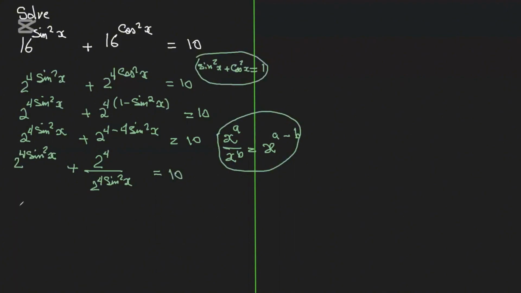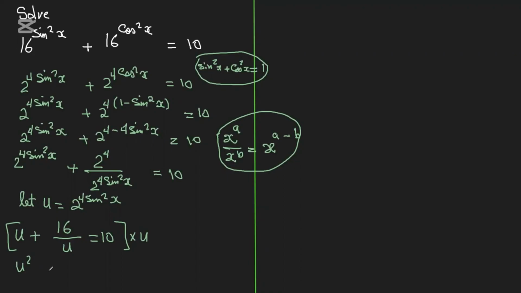Now what I'm going to do, I'm going to let u equal 2 to the power of 4 sine squared x. So therefore, this will be u plus 2 to the 4, which is just 16, over u equals 10. And what I'm going to do now, I'm just going to multiply everything by u to get rid of the u on the bottom here. So u times u is u squared plus 16 equals 10u.